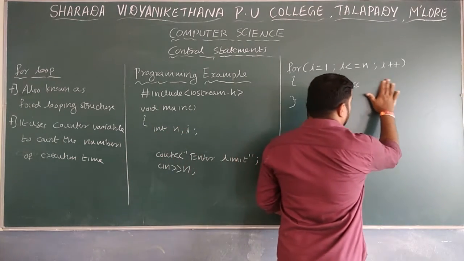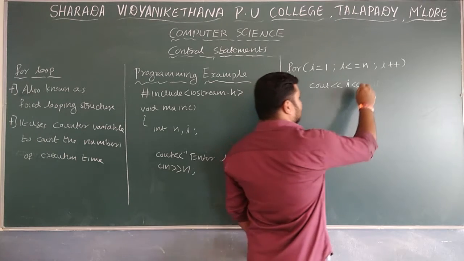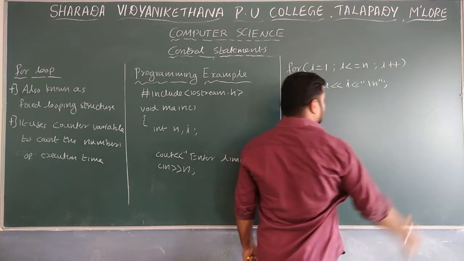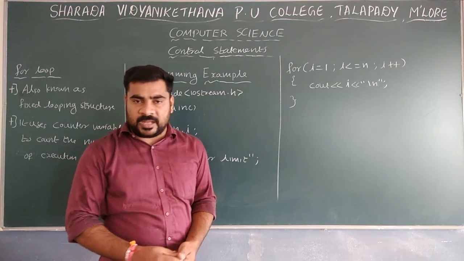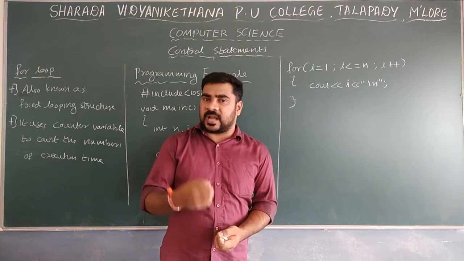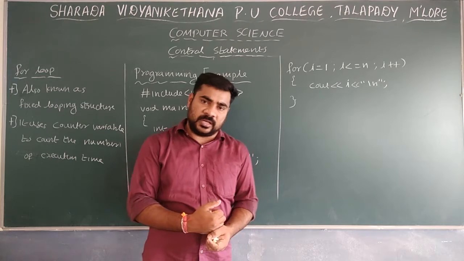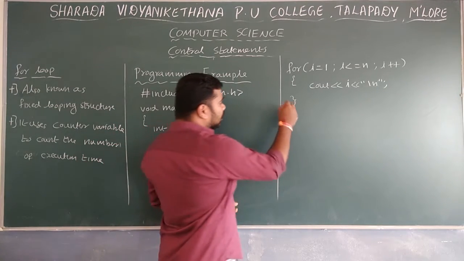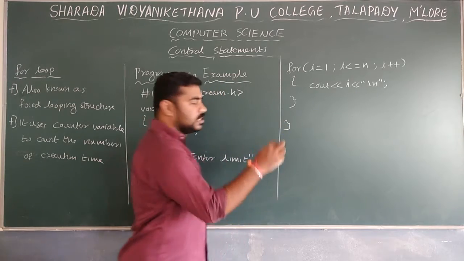Instead of endl, you can also use the new line character, \n. Backslash n is also used to display the characters one line after another. That is known as the new line character. Then closing the main. So this is a simple program.